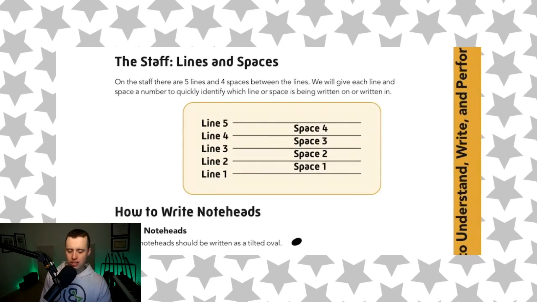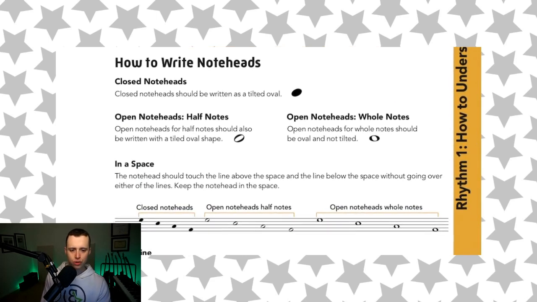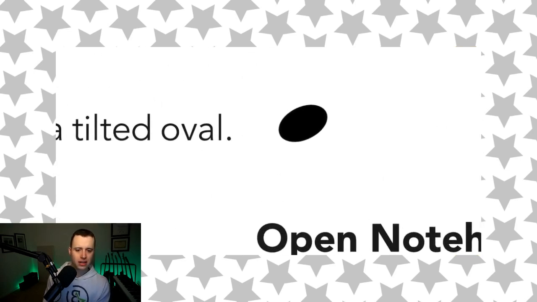So what we're going to focus on for this lesson is how to write note heads. We have 2 main types of note heads, but ultimately 3 note heads that we're going to learn how to write. So the first type of note head is a closed note head. A closed note head should be written as a tilted oval that looks just like this, and you fill it in.